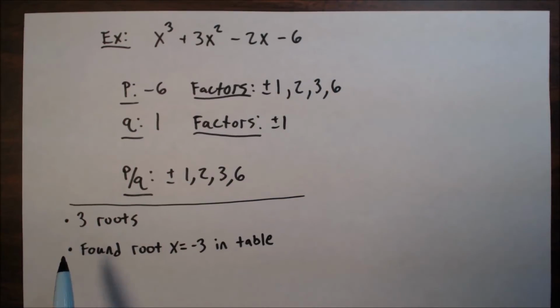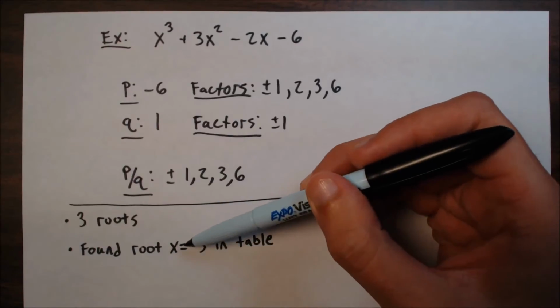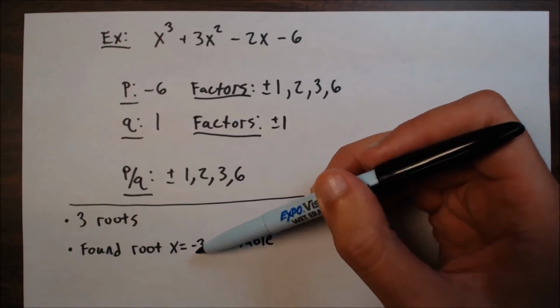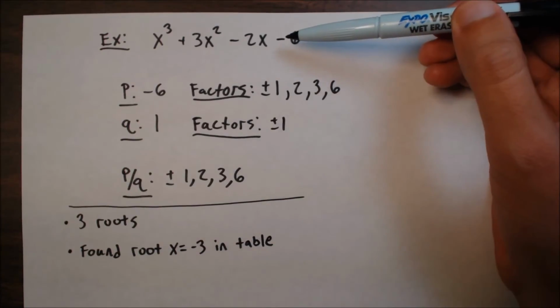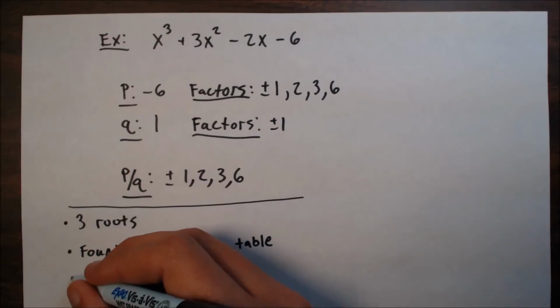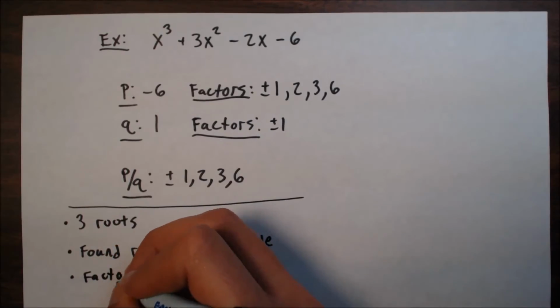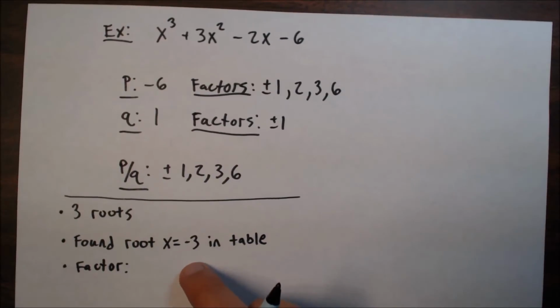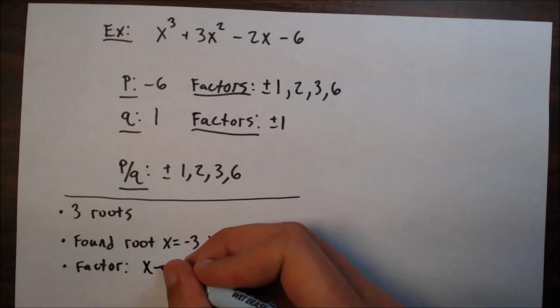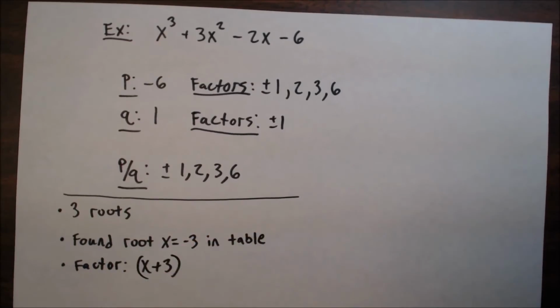So 3 roots. We found the root x equals -3 in the table. Now, what we're going to have to do next is going to involve your favorite thing and mine, synthetic division. Now, why is that? What you need to understand is that if x equals -3, if -3 is a root, if that's a 0, then that means there's a factor for this polynomial. Can you figure it out? If -3 is a root, then the factor must be x plus 3.